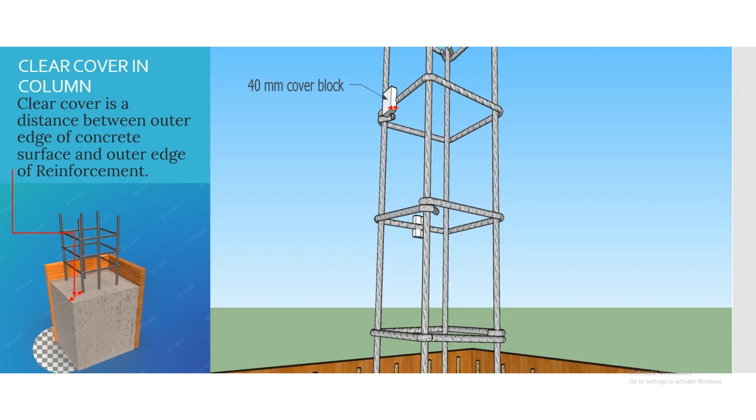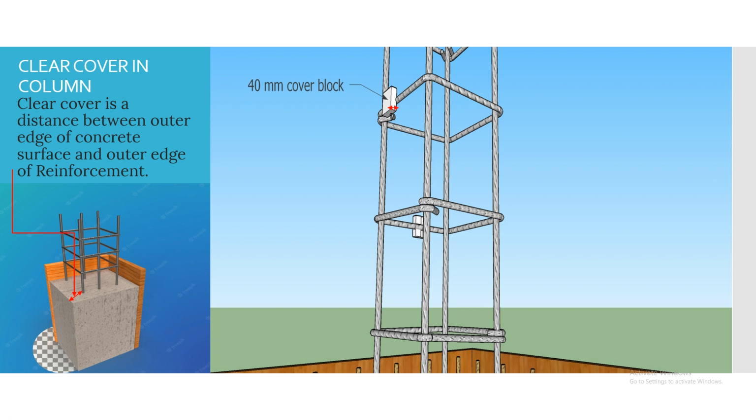Next, the same thing for the column. Further, in the beginning I have taken more time, now I am not going to take more time. That is clear cover in the column. Same definition. You can understand better here. Clear cover is the distance between the outer edge of the concrete to the outer edge of the reinforcement. हे तुमचं reinforcement आहे, हे तुमचं concrete आहे. या दोघांमधलं जे काही अंतर आहे, that is nothing but your clear cover.